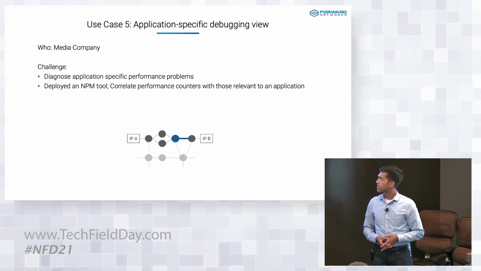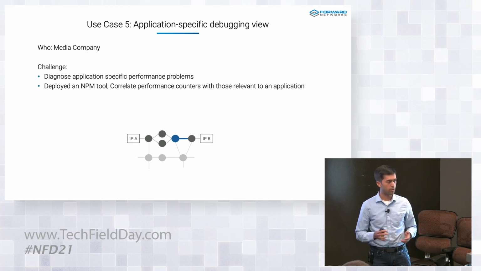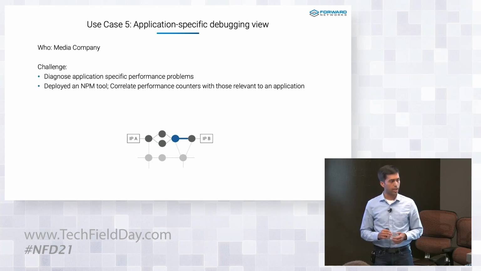So the next use case is one that I call an application-specific debugging view. This use case came to us from a media company that wanted a way to diagnose application-specific performance problems. They already had an NPM tool, a network performance monitoring tool, deployed in their network. But they had no easy way to correlate the performance counters and health information for different links and devices in this network with the applications that would actually be impacted by those counters.